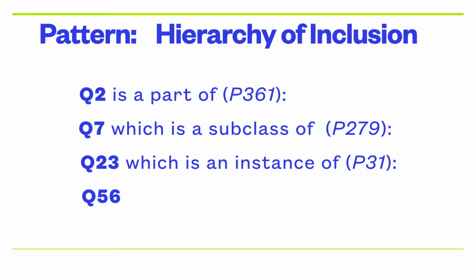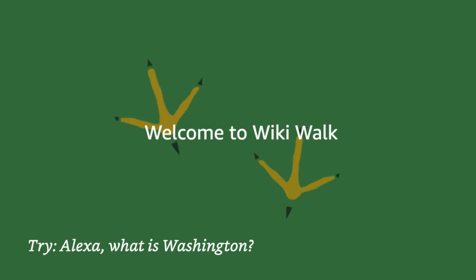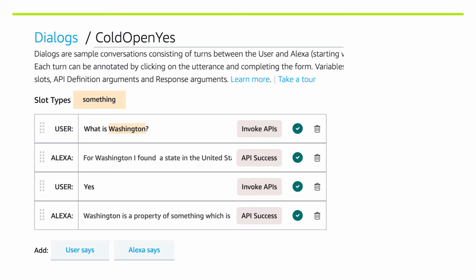Most Wikidata entities have properties which tie them into a hierarchy of entities. This is the basis of the Wiki Walk skill. Wiki Walk was designed to converse about objects in Wikidata, confirming a user's choice of an entity to identify and returning an image and a hierarchy of inclusion for that object, independent of prior subject matter knowledge.